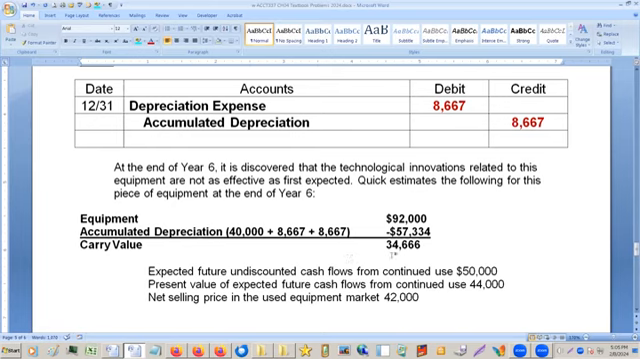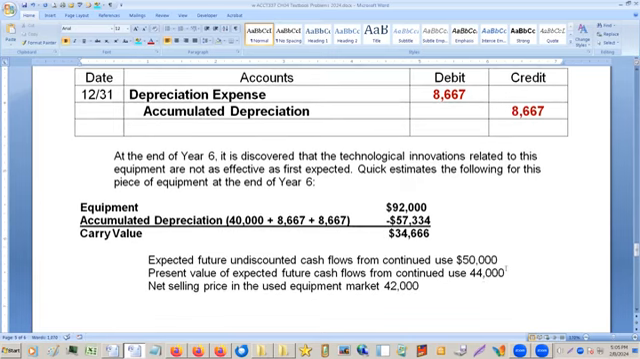So 34,666 is the carry value. Now notice our expected future cash flows undiscounted are 50,000. Our present value of expected for continuing use is 44,000. And the net selling price in the used market is 42,000. Okay, so the question is, how much can we write this thing up for?